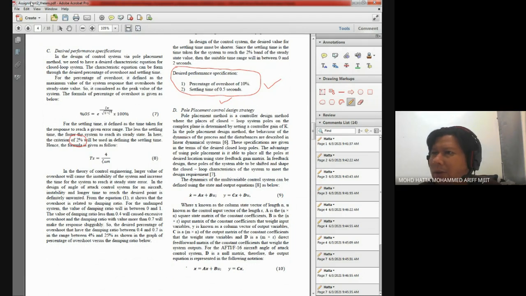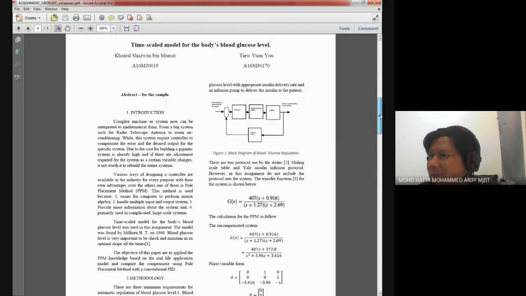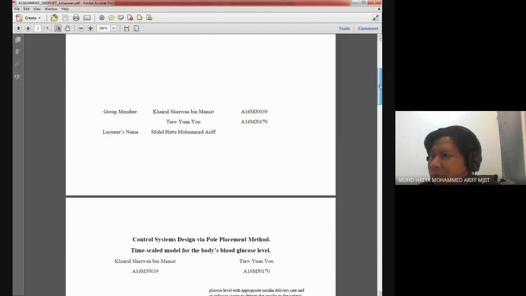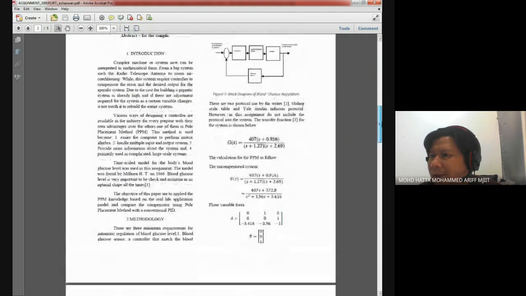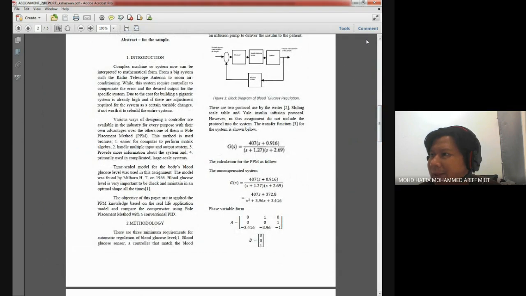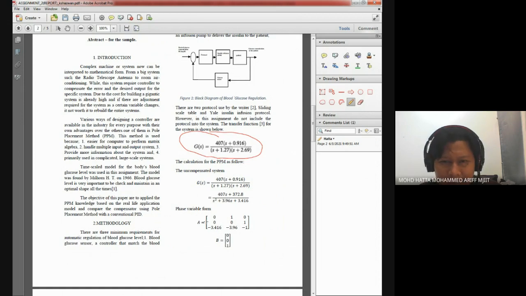So this is a sort of example. I will show you another example of a student report. This is coming from Khairul Shazwan and also Tiwani. According to the format, if you look at what they explained over here, they only use a simple second order system, which, based on this kind of system, is still acceptable because it's according to the guidelines that I provided earlier.